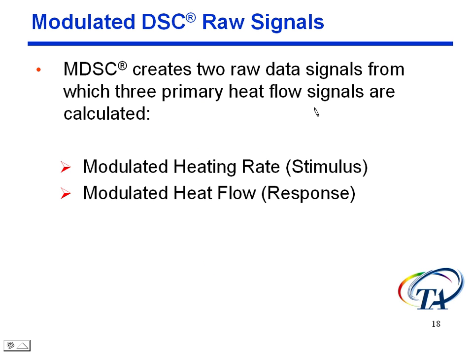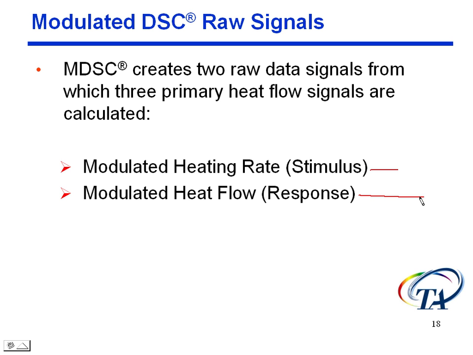Now, from this information, we're going to create two new raw data signals, and there are three primary heat flow signals that are calculated. These two new raw data signals are the modulated heating rate and the modulated heat flow. We'll talk about the heat flow signals in the next couple of slides. The modulated heating rate is the stimulus that we're putting onto the sample. The modulated heat flow is the response that the sample is giving us back.